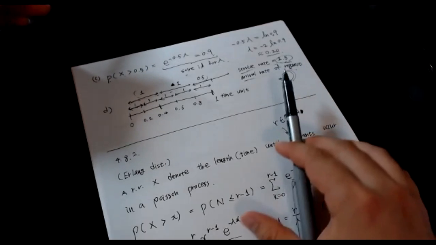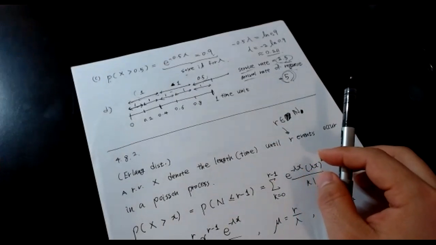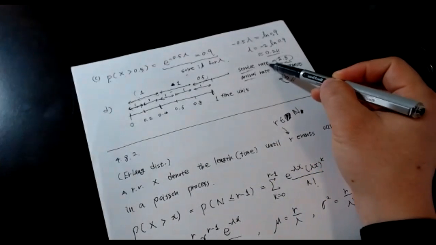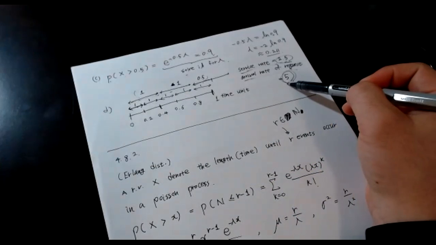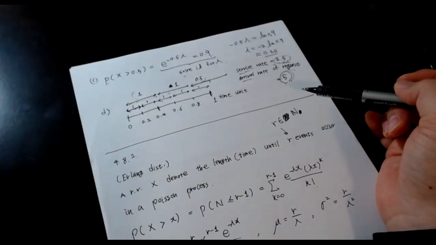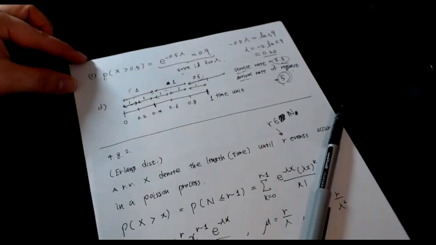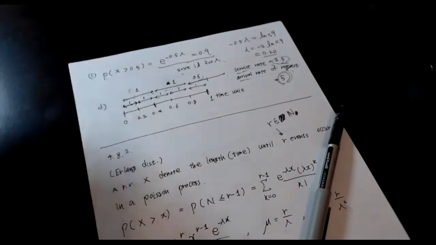So the question is, what's the answer? In the long term, the queue of service requests is expected to continue to increase because the service rate is less than the arrival rate of request. Okay, so that's the answer. That's the 4.7 problem 3. Any questions? Let me know.